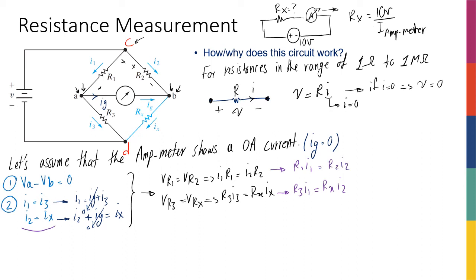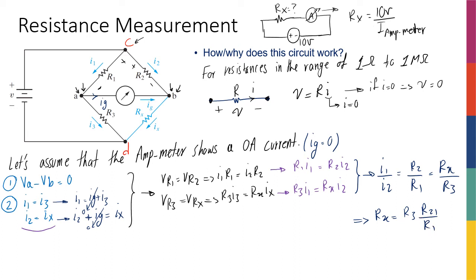Now, from these two equations, I can say that I1 over I2 is equal to R2 over R1, right? And it's also equal to Rx over R3. Therefore, Rx is going to be equal to R3 times R2 over R1.